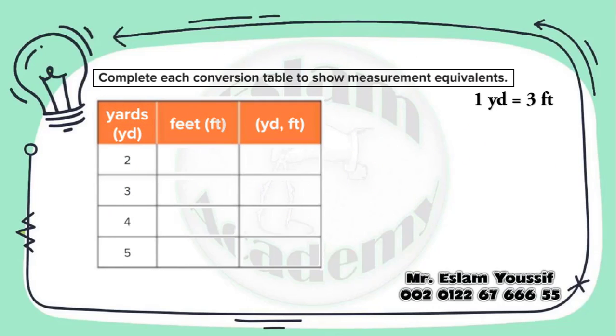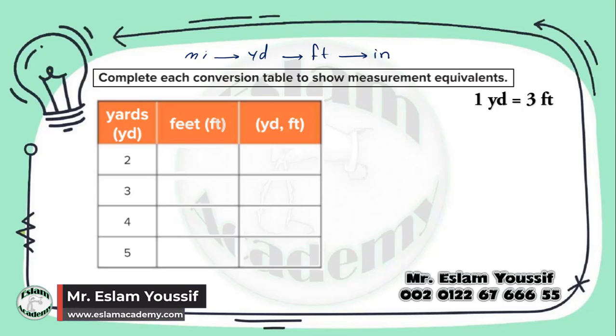Now in this question we need to find the relation between yards and feet. From yard to feet we just multiply because we convert from the greatest unit to the smallest. As we said, the greatest unit is mile. After that we have yards. The next one will be feet. The last one will be the inch. From the greatest to the smallest we will multiply, but from the smallest to the greatest we will divide.